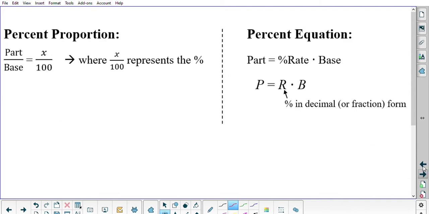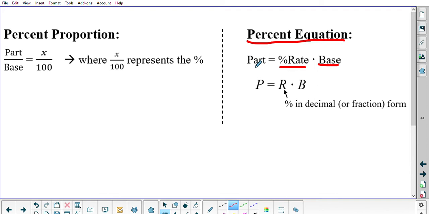And speaking of part, this brings me to the two different ways that we learned how to solve percent problems. Percent proportion, which is the part over the base, equals x over 100, where x over 100 represents the percent. Remember, percent means out of 100. Or the method that most of the time people tend to use, because it honestly is usually quicker and easier to use and just more practical in many situations, is what we call the percent equation, where you take the percentage rate times the base, or some textbooks call it the whole amount, and that will equal your part, or whatever you're trying to solve for.